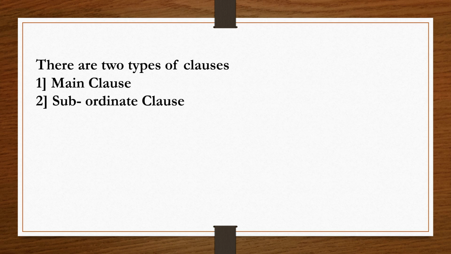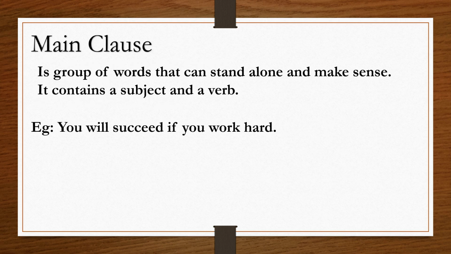There are two types of clauses. One is a main clause and the other is a subordinate clause. A main clause is a group of words that can stand alone and make sense. It contains a subject and a verb. For example, look at this sentence. You will succeed if you work hard.